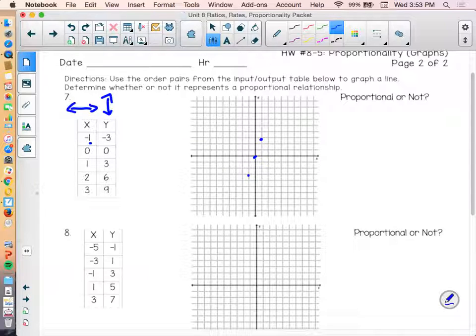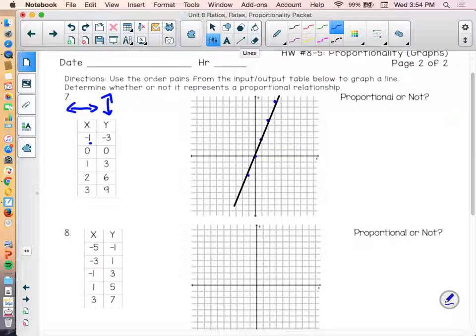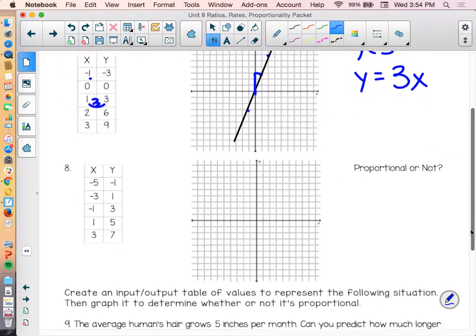Remember, I always go left or right first and then up or down. So 2 is at 1, 2, 3, 4, 5, 6. And then 3 is at 7, 8, 9. Because I can see that this is a straight line, I would love for you to use a ruler and draw that line. Notice it's also through the origin. That means that it is proportional, yes. And if you can even write the slope, or look right here in this table, do you see that it's times 3? Then our equation is y equals 3x. Awesome. Try to do the next ones.